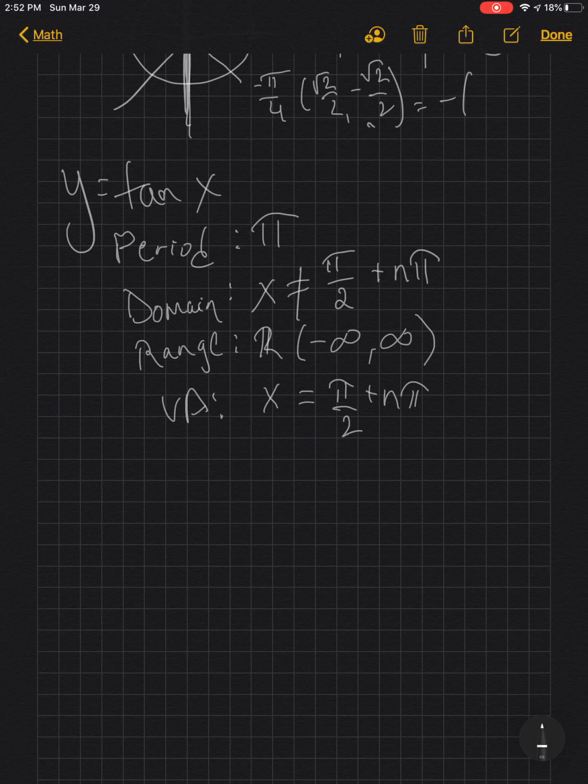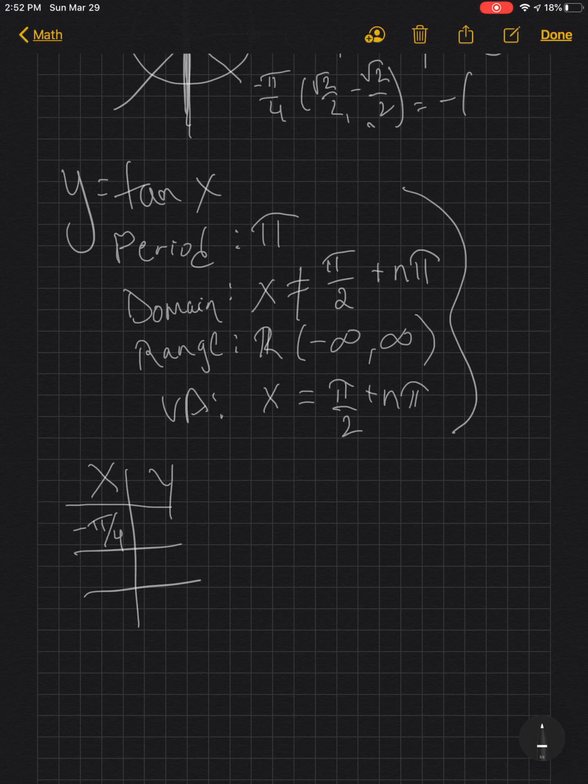All right, so now let's talk about the key points and how we would put this all together into a graph. So once you have this, the next step is making a table. So make your table of values. And again, your key points, which by the way is only 3 points, whereas sine and cosine had 4, actually 5 points. So for tangent, we're going to have negative pi over 4, 0, and pi over 4. Negative pi over 4 is going to give us negative 1, 0 is going to give us 0, and pi over 4 is going to give us 1.